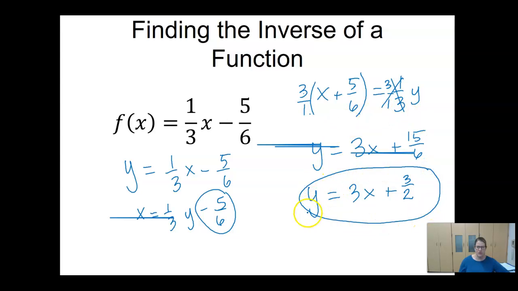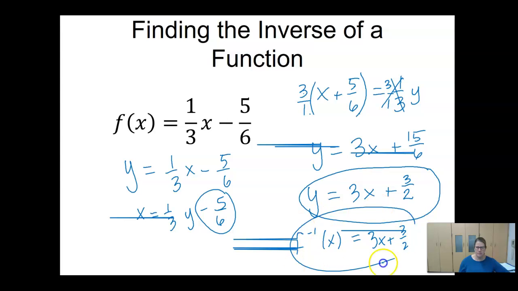So there's our inverse. Whoops, I forgot to replace the y with f inverse of x. So really it's the same thing, but we just put our notation there to show that this is the inverse of this one. Okay.